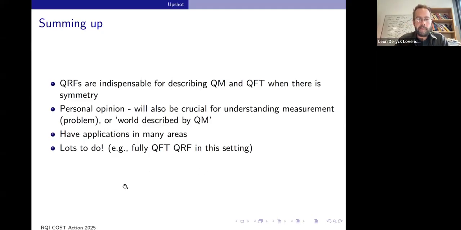So, this is a COST action working group on relativistic quantum information and quantum field theory. We do not have a fully quantum field theoretic quantum reference frame in this setting. This is a quantum mechanical quantum reference frame. So there's also work to do in that direction.